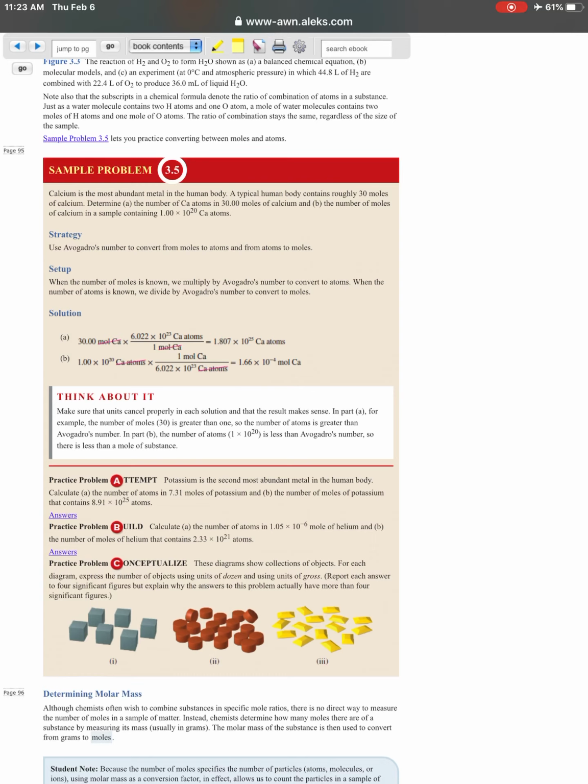We have 30 moles. Well, what's a mole? A mole is 6.022 times 10 to the 23rd atoms. So if it's calcium, 1 mole is 6 times 10 to the 23rd. How many would 30 moles be? So solution A, 30.00 moles of calcium times Avogadro's number. That's going to give you the number of atoms.